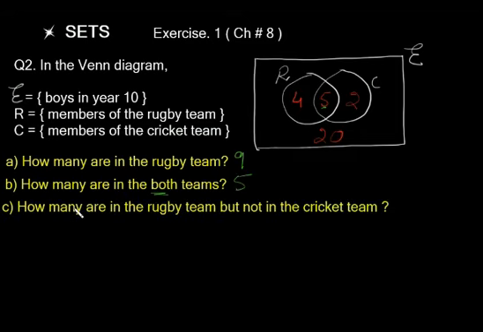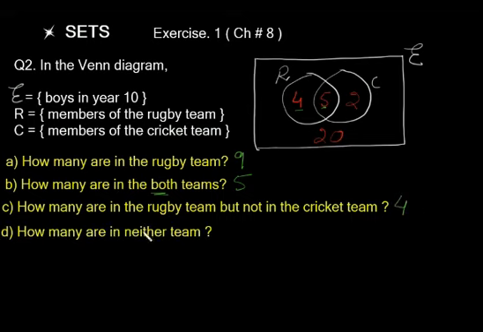In part C, it says how many are in the rugby team but not in the cricket team. It means that he is purely asking you to tell the number of boys in rugby only. So see, this is the number 4. These are the boys. 4 boys are playing only rugby. In total, rugby has 9, but 5 of them are also playing cricket. So you're only looking for the boys who are playing rugby alone. So this is 4.